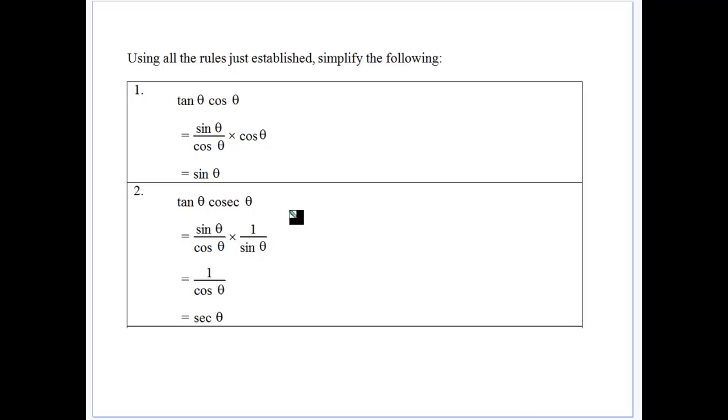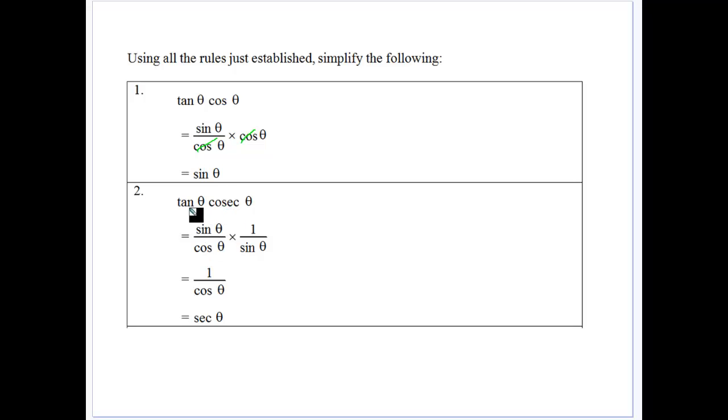So the first one here, tan of theta times cos of theta. How can we simplify that? Well, we know there's a relationship with tan to be sine on cos, and because we've got cos there, we can simplify that tan. We can't really simplify cos too much in that respect. So sine on cos times the cosine, and then we get them cancelling out and gives us just sine theta.